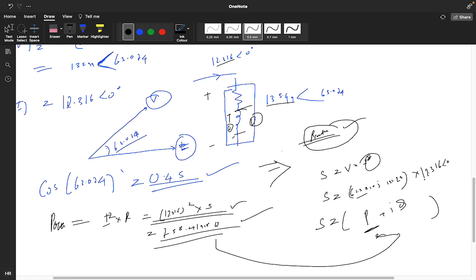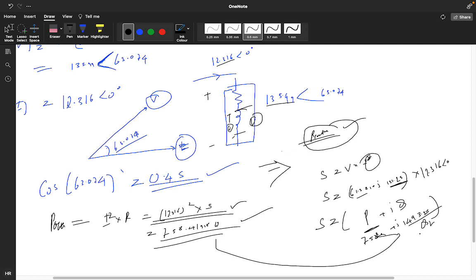61.581 into 12.316. How much value is coming? 758. Yes, the same value you will get. So you are getting 758 plus j. And how much will the Q value come? 121 into 12.316. So you will get 1493.315.